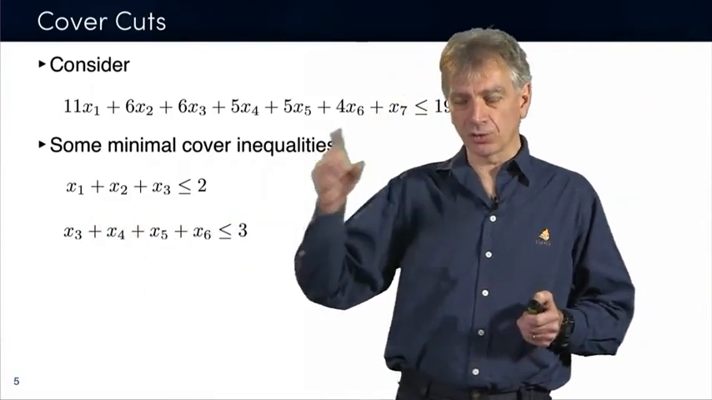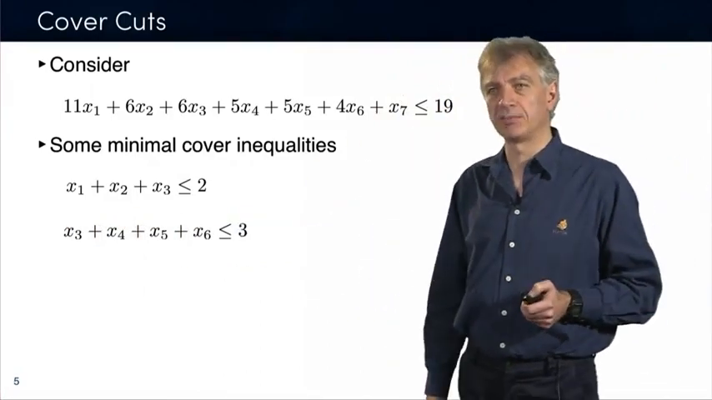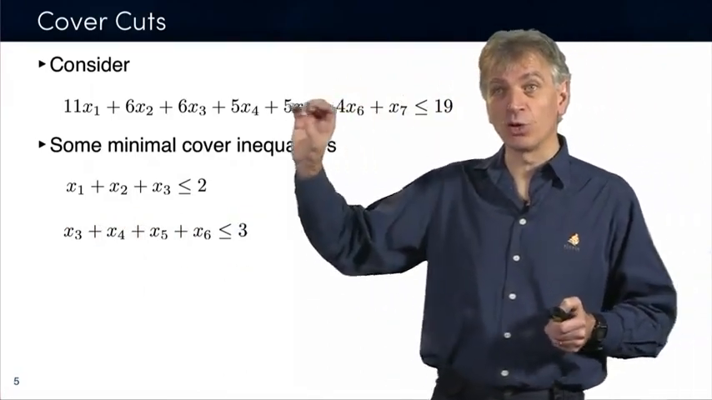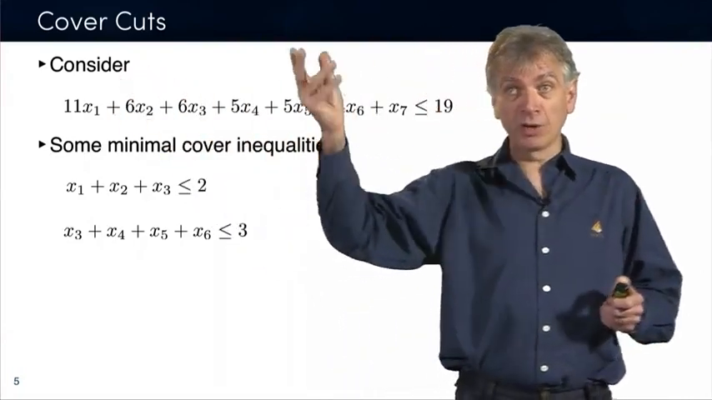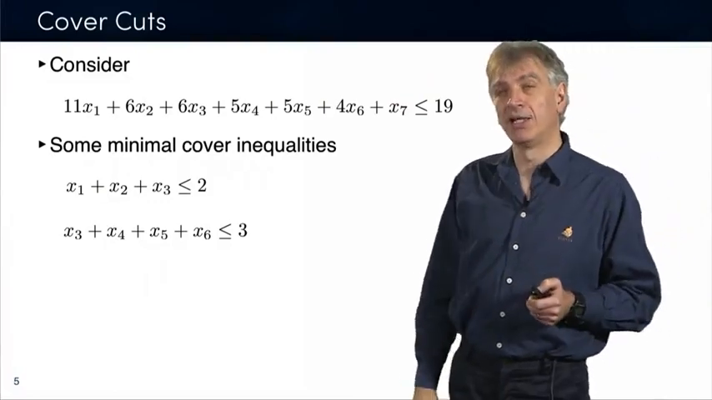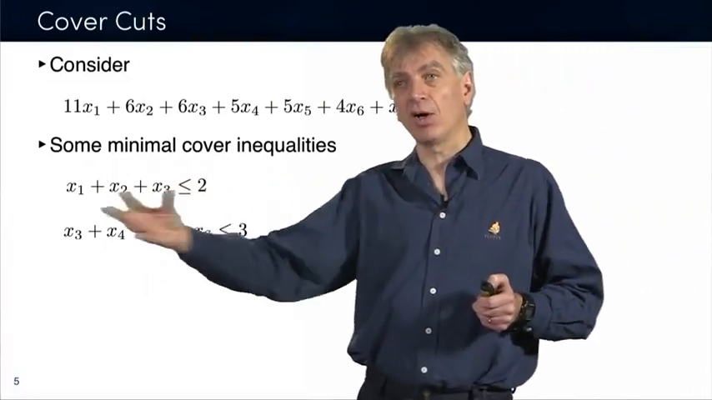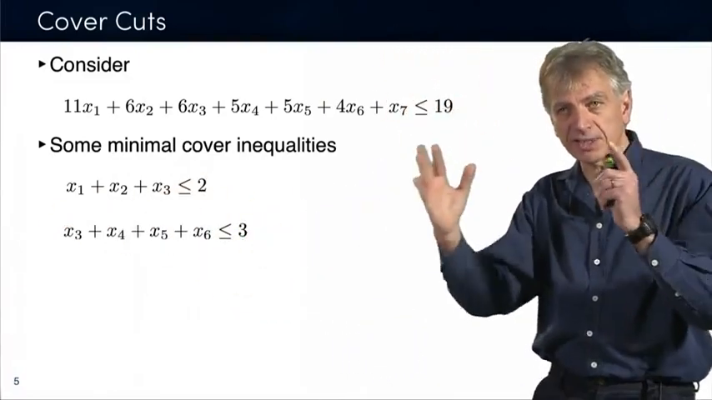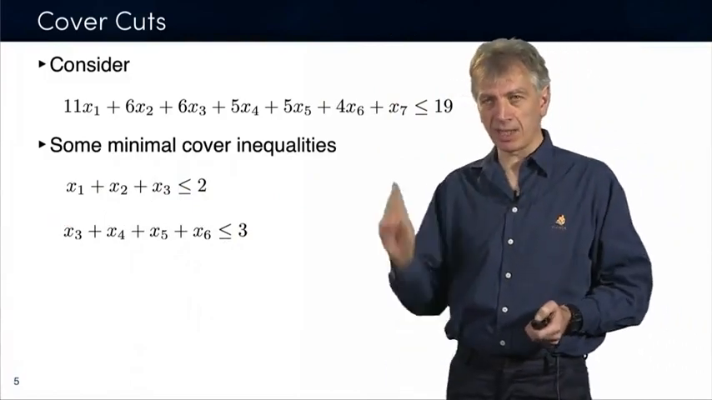Okay, the sum of these 4 variables has to be smaller or equal to 3. So you start from an inequality like this with big coefficients, and then you have a very simple cover inequality there, which is limiting the sum of a subset of the variables. Okay, these are cover cuts.